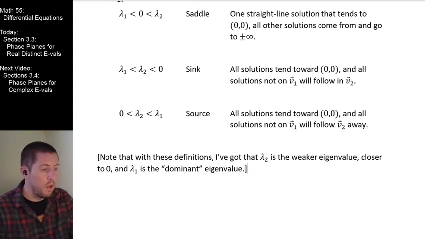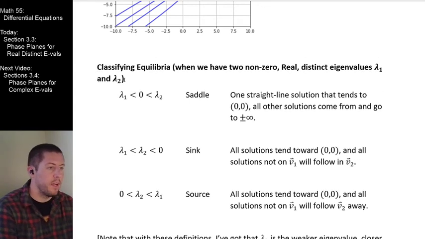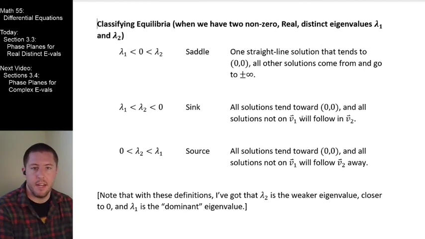All right, so this is sort of our conclusion for classifying equilibria when we have two non-zero, real, distinct eigenvalues, very, very specific right there. We're going to get all of our other cases coming up here in the next couple days.